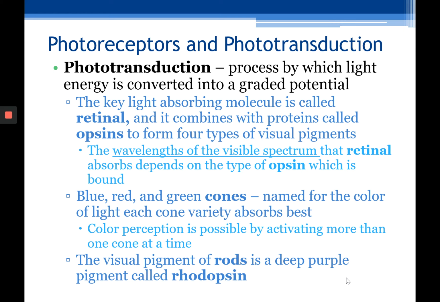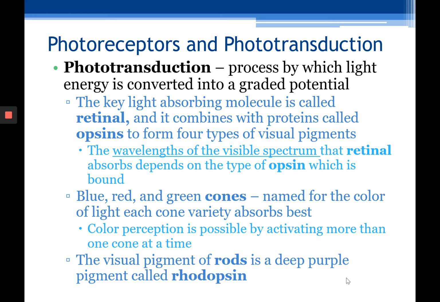Of course, cones also exist. There's blue, red, and green cones, and they're named for the color of light that each cone absorbs best. So color perception is possible by activating more than one cone and kind of mixing the colors together. But again, our main focus here, as an example for photoreceptors and how they work, and therefore phototransduction, is rods. And rods contain retinal.